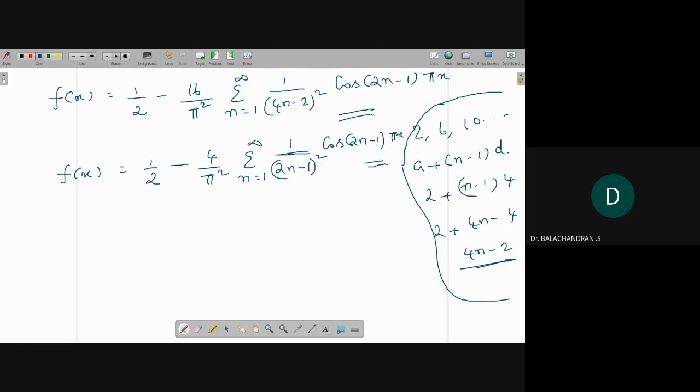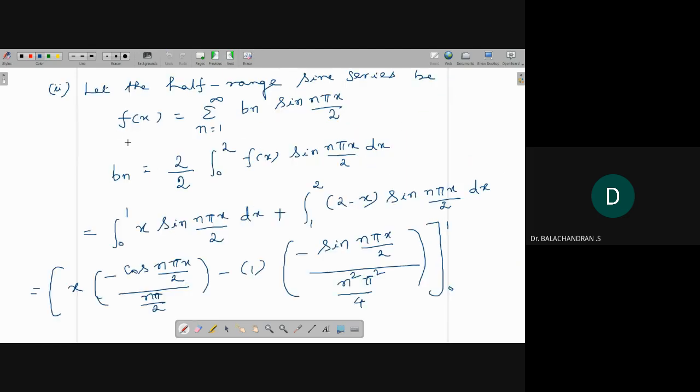And then there are 2 parts in the question. The second part is the half range sine series. The half range sine series is f of x equal to summation n equal to 1 to infinity bn into sine n pi x by L. L is 2. Bn equals 2 by L, integration from 0 to L, f of x into sine n pi x by L into dx, where L is 2.